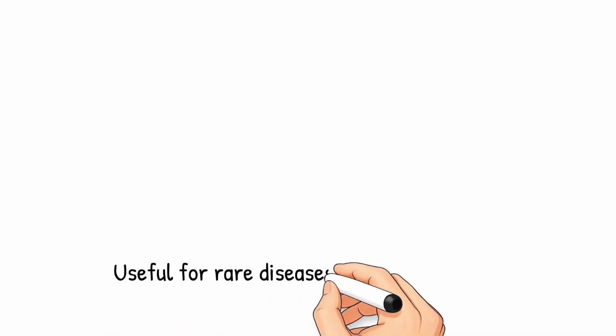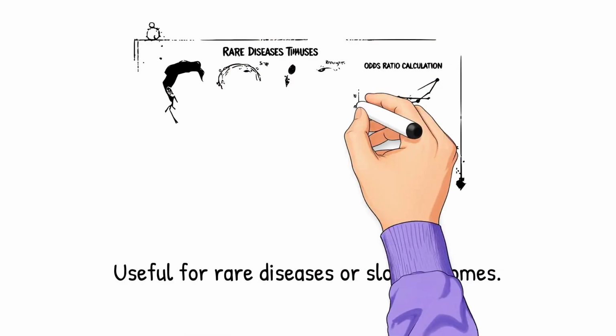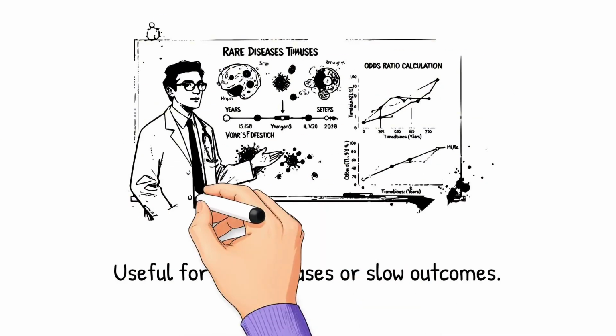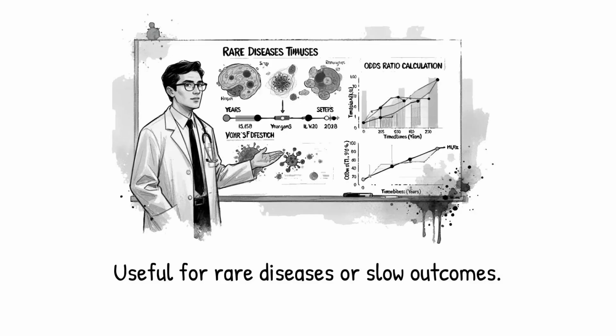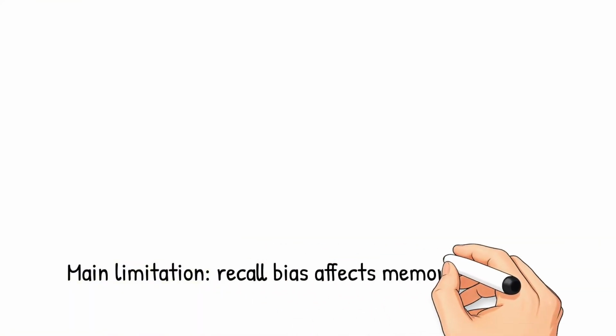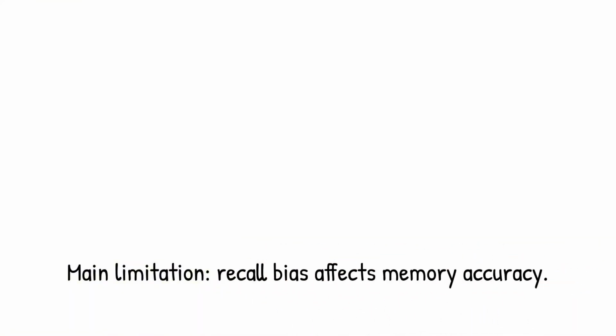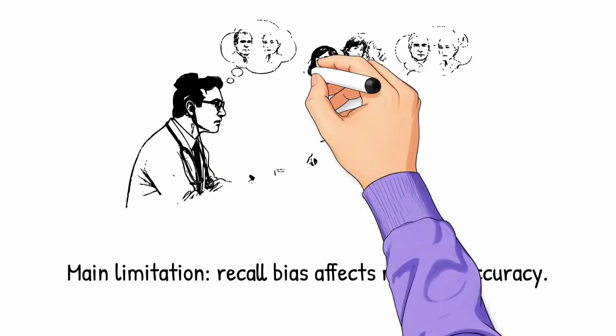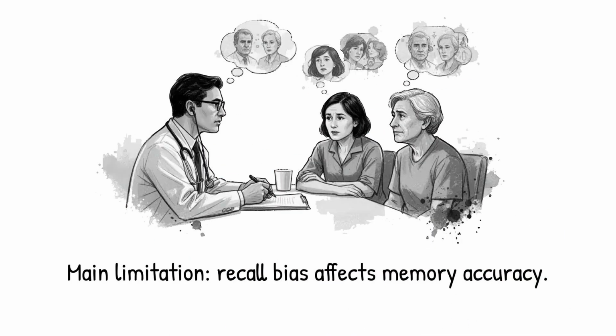Especially useful for rare conditions or outcomes that take years to develop. What you obtain: an odds ratio. How much more likely were the cases to have been exposed compared to controls? The limitation: recall bias. Participants rely on memory, and cases may remember differently from controls. You also cannot calculate incidence or prevalence, only the odds ratio.